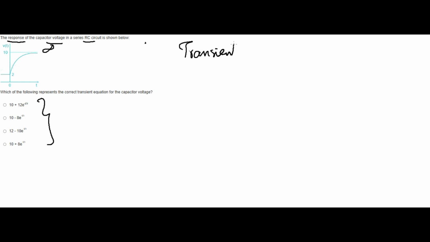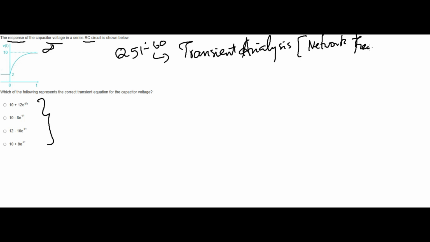For the next questions, in my channel, question numbers 51 to 60, I'm going to teach the transient analysis. Mainly I have to give the transient analysis of network theory. Never forget this. Now here is the capacitor voltage, so we just write the capacitor voltage.